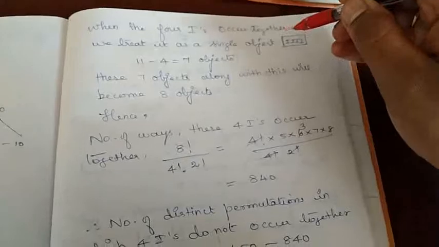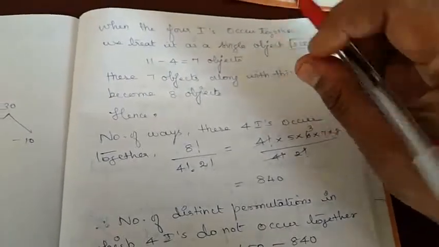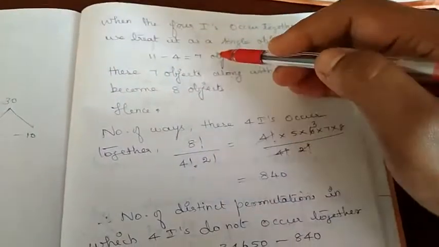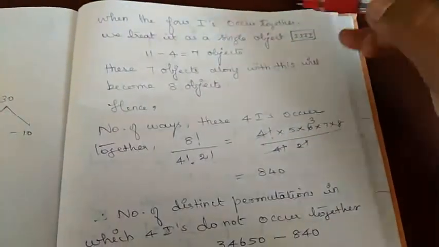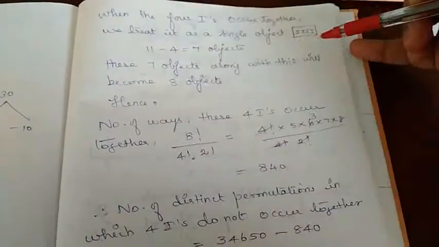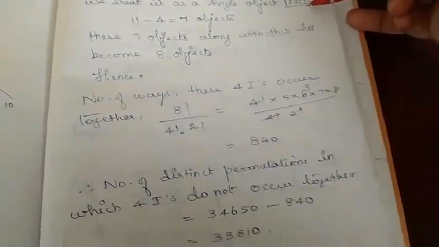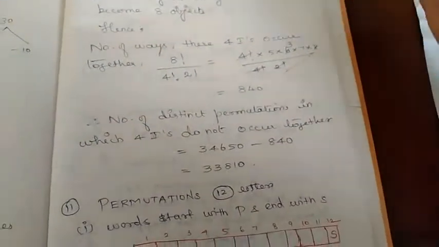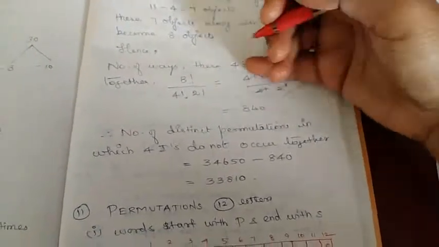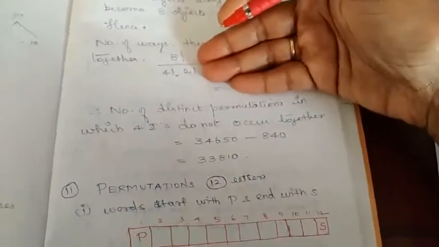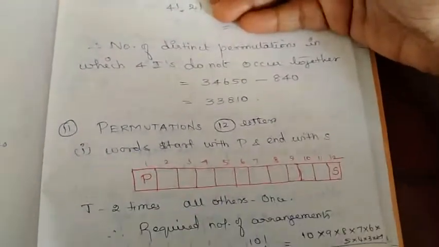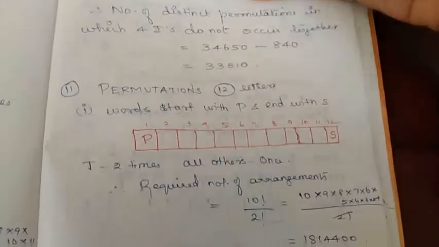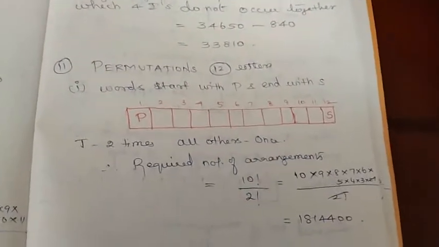You should treat all the I's as a single object, and from the total number of objects subtract the repetition of the I, so that will give you the distinct count, plus this you should treat as a single object, and then you go for the permutation formula for the repetition of objects, n factorial divided by p factorial, right? Hope you got it. And the next question also is almost of the same kind.